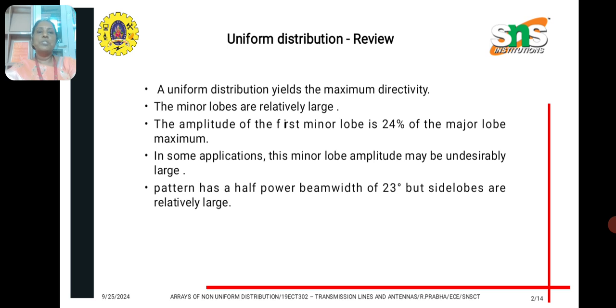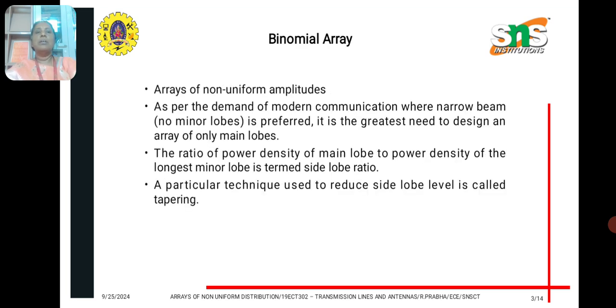A uniform distribution of the voltage in an array yields the maximum directivity, but the minor lobes are relatively large. The amplitude of the first minor lobe is 24% of the major lobe maximum. So, in some applications, the minor lobe amplitude may be undesirably large, and also the pattern has a beam width of 23 degrees, but side lobes are relatively large. In order to overcome these disadvantages, we go for a binomial array.